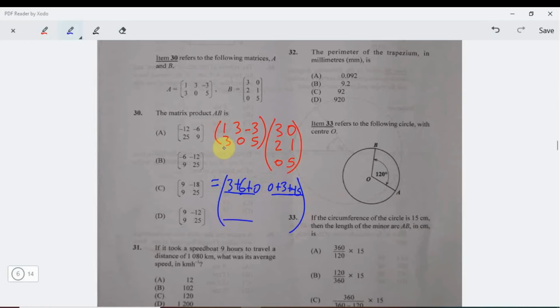Then the third element is second row by first column. 3 times 3 is 9, plus 0 times 2 is 0, and 5 times 0 is 0. Then lastly, we'll go second row by second column. 3 times 0 is 0, 0 times 1 is 0, and 5 times 5 is 25. So simplifying, 3 plus 6 is 9. 3 minus 15 is minus 12. This is 9, then we have 25. So 9, minus 12, 9, 25. Which one is that? That's option B. Nice. Wow!